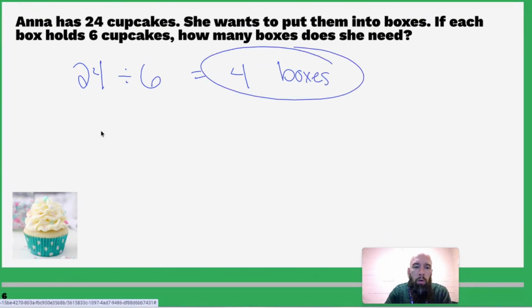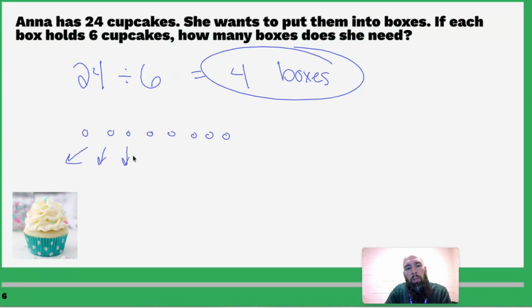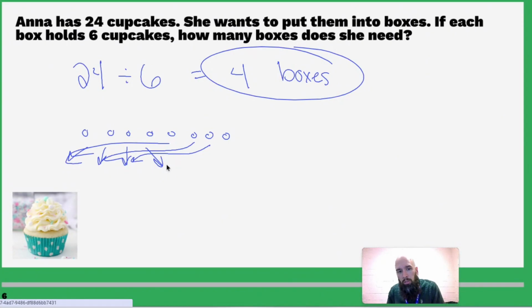Which makes sense. If I were to write out 24 cupcakes and start separating them and say, you go to that box, you go to that box, and so on, and start taking turns, we will end up with 6 per box. And this is just us checking our work. Okay? That's just us checking our work.